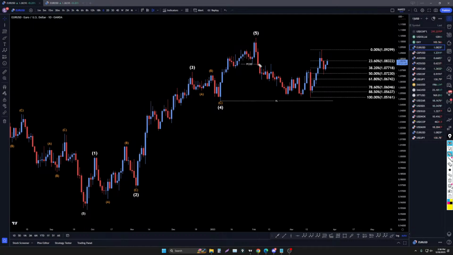So anyways, on the daily, on the euro dollar, I still think this is most likely an ABC correction.